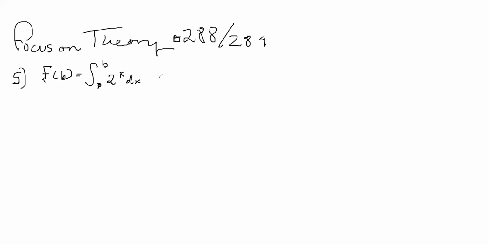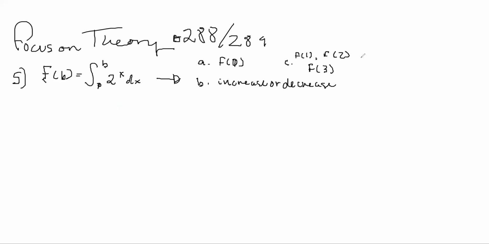Here we are, page 288. Okay. We want to do number 5. So we have this that looks like F of b is equal to the integral from 0 to b of 2 to the x dx. We want, for part A, F of 0. For part B, we want to know increase or decrease. And for part C, we want F of 1, F of 2, and F of 3 estimates. Okay.